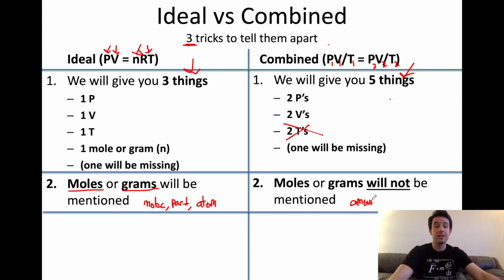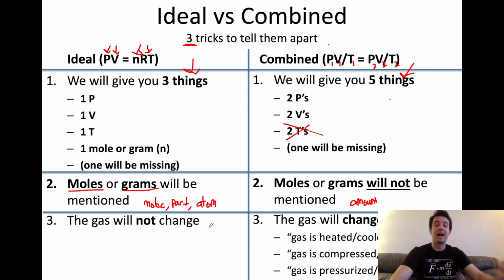Okay, last thing is more of an actually reading the problem thing. This one requires the most effort, but it's also the best way to tell. In an ideal gas law problem, the gas will not change. It'll just be asking you a question about another specific aspect of that gas. Versus in the combined gas law, you'll see words like heated, cooled, changed even, compressed, expanded, pressurized, or depressurized. These are all words we can throw at you to help tell you, hey, this is a combined gas law problem. Pay attention. It's going to have a word telling you that the gas is changing.